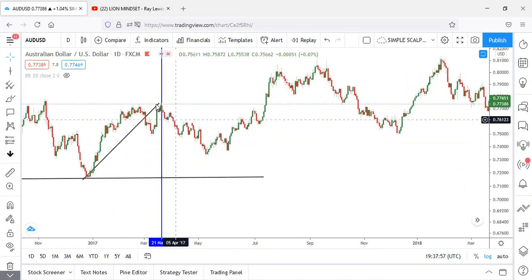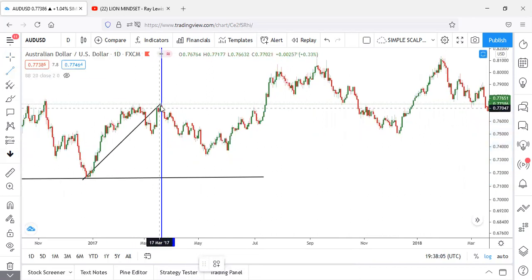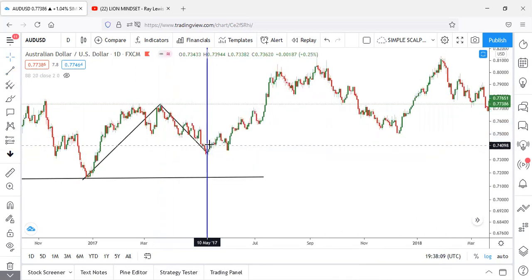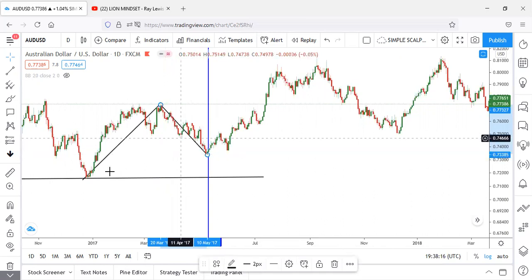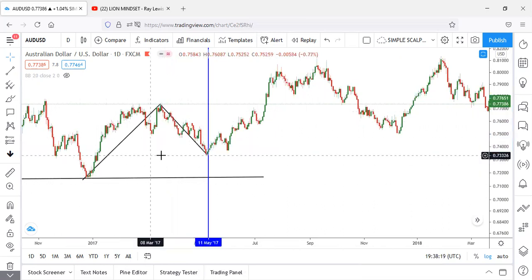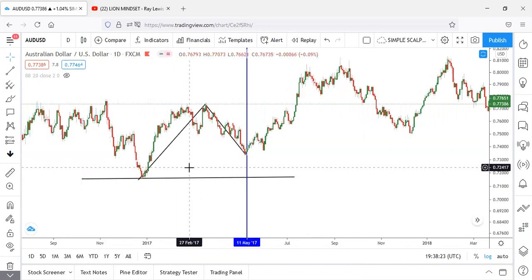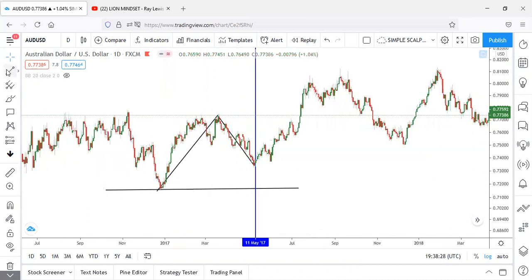Now we have this move to the upside. After this move, the next thing that happened is this move right here. This is where price is right now. With this move alone, you cannot say the market is going up. No, you want to see a three-wave move first, so you want to see another move to the upside.